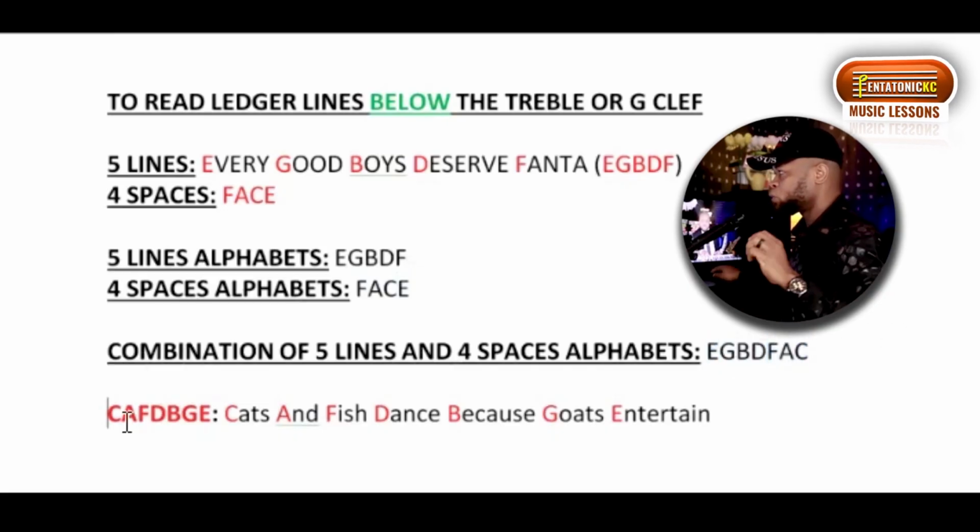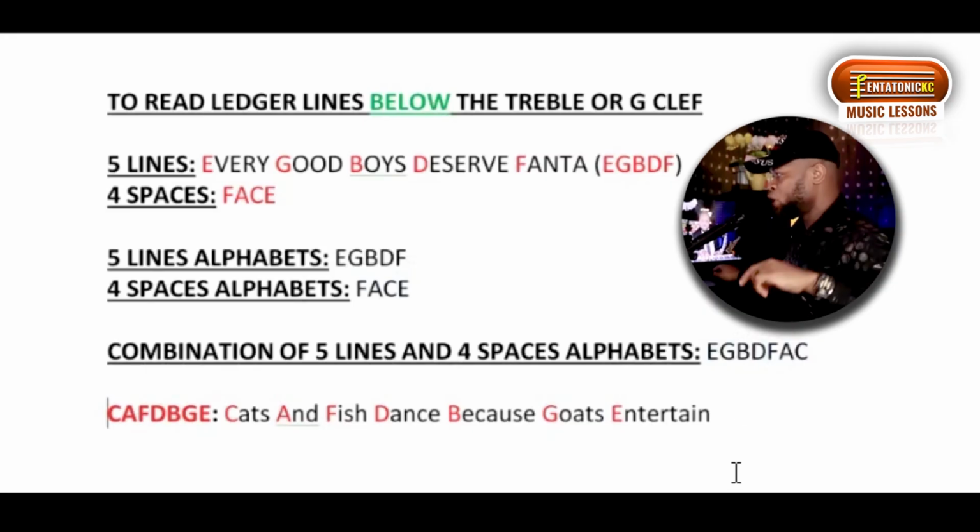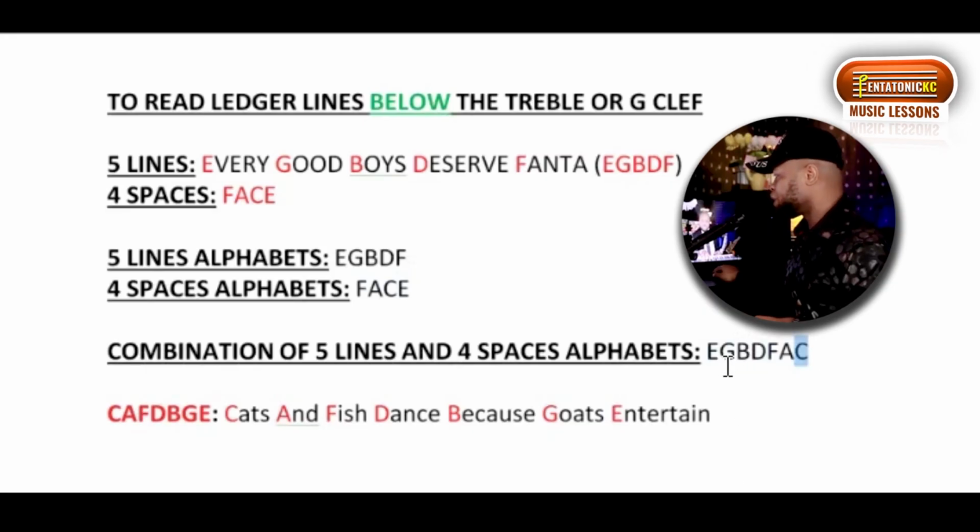So in order for us to do the ones below, we're going to use the combination of these lines and spaces, but in this case it's going to be the reverse. So this C comes first, then followed by the A, then followed by F, then followed by D, followed by B, followed by G, and followed by E.